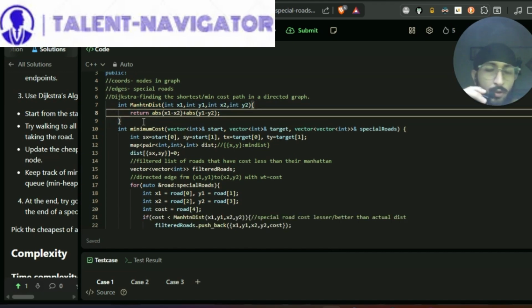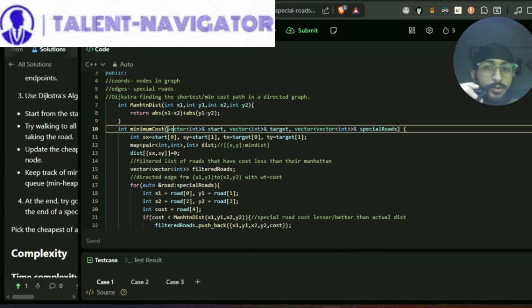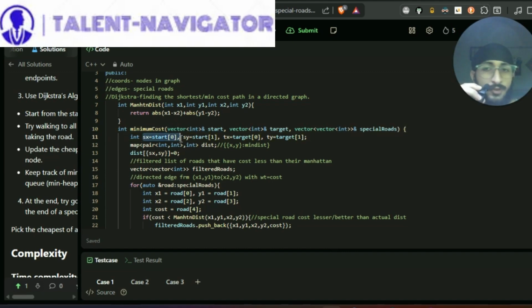Now we're moving on to the minimum cost function, which is our main function. It takes the start vector in which we have the start coordinates, that is start of 0 and start of 1, which I've stored in sx and sy, and the target vector, which has the target x and y coordinates, that is target of 0 and target of 1, stored in tx and ty, and the special roads, which have been stored in a vector of int type.